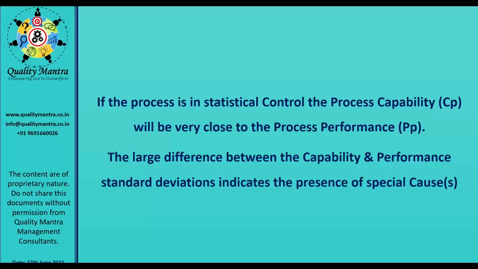If the process is in a state of statistical control, process capability, that is CP, will be very close to the process performance PP. The process performance, what standard deviation you are going to use? We have just seen before some time.